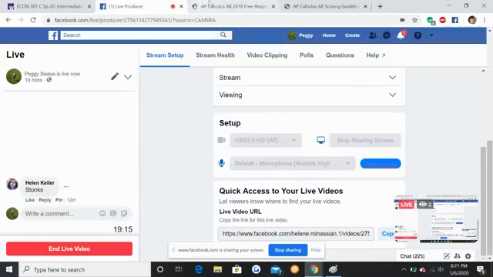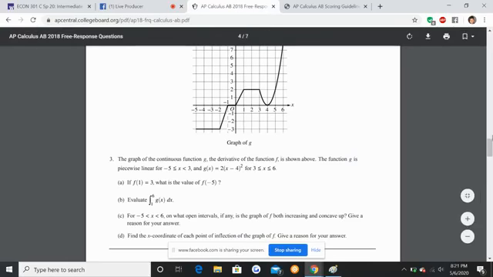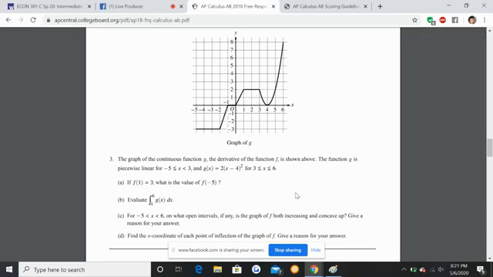So our next question is going to be for the integral of -5 to 6. So basically the whole graph that we have at our disposal. On what open intervals, if any, is the graph of f both increasing and concave up? Give a reason for your answer.